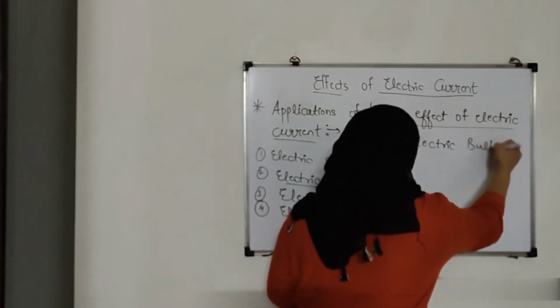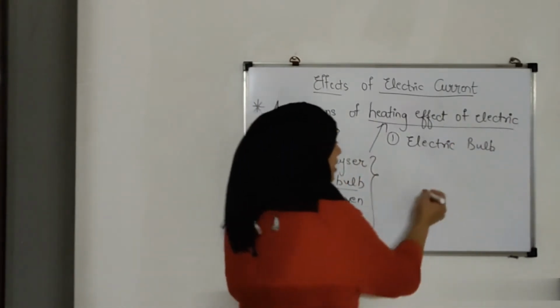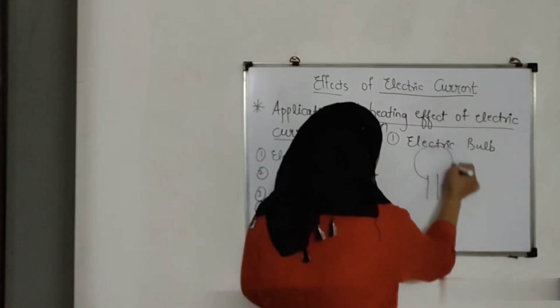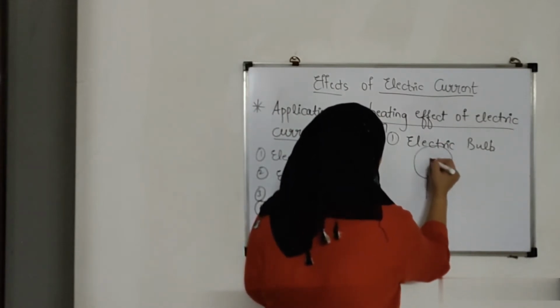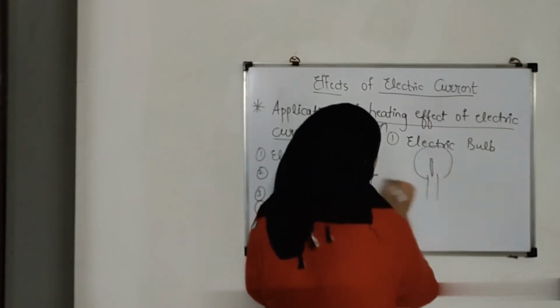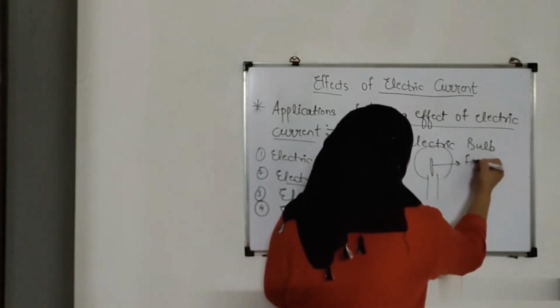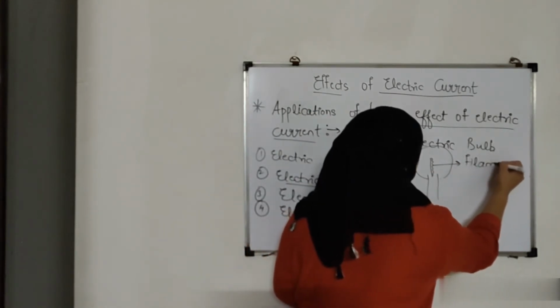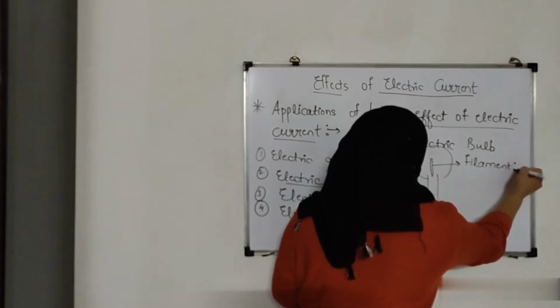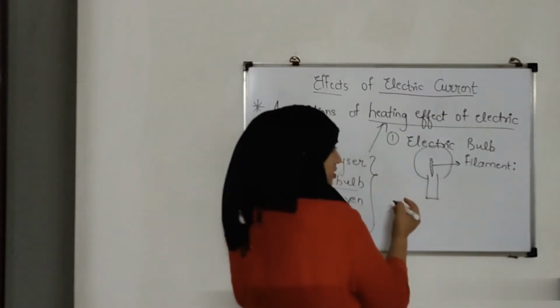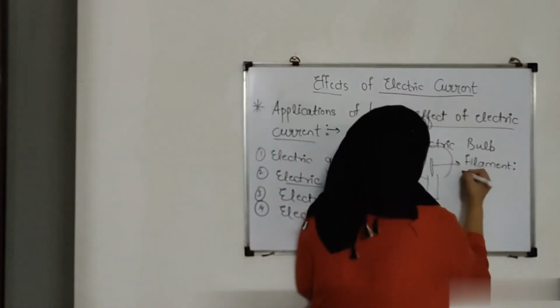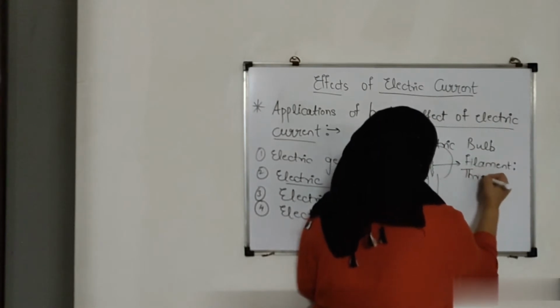Electric bulb. See, how is the bulb? Inside your bulb there's a filament. Now what do I mean by the word filament? A thread-like structure through which current passes. Filament is nothing but a thread-like structure.